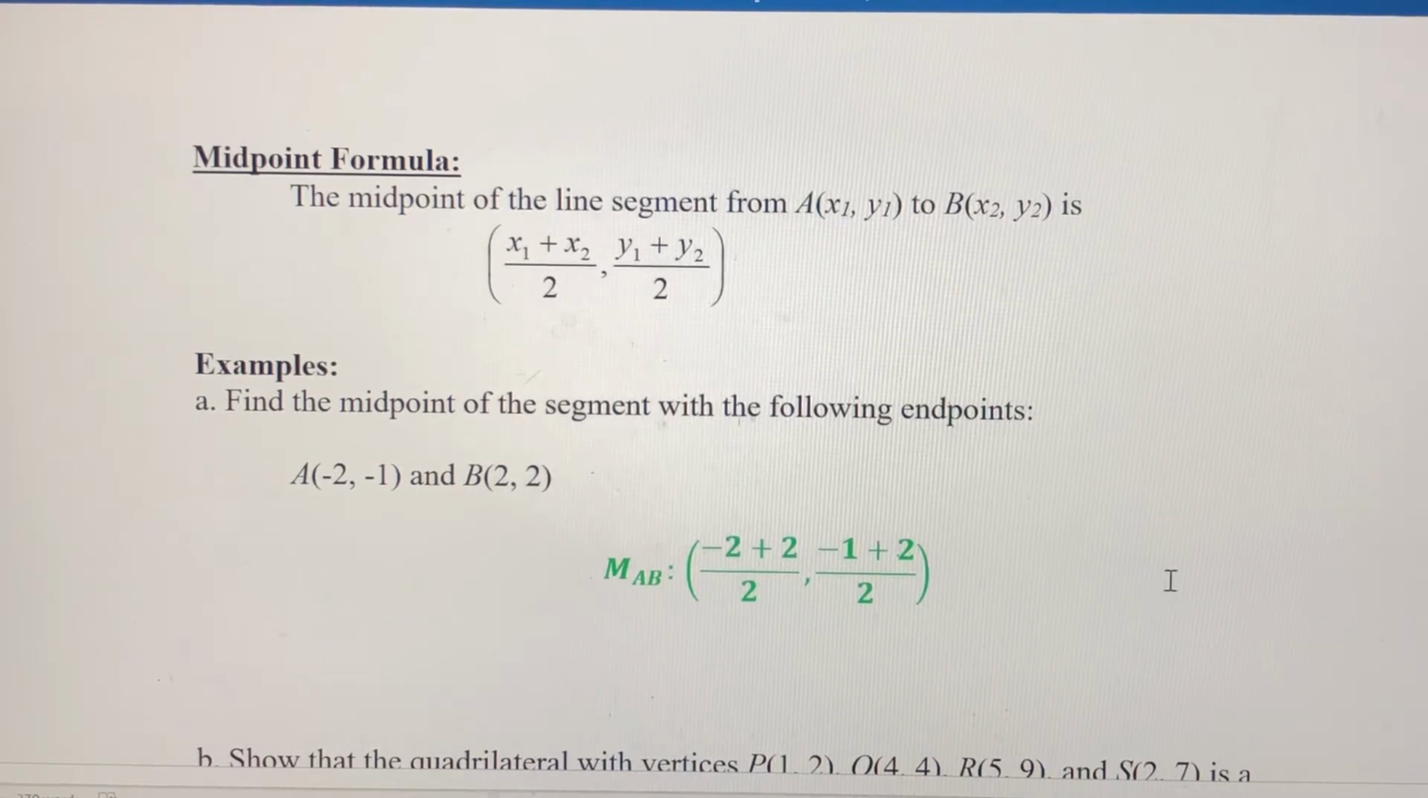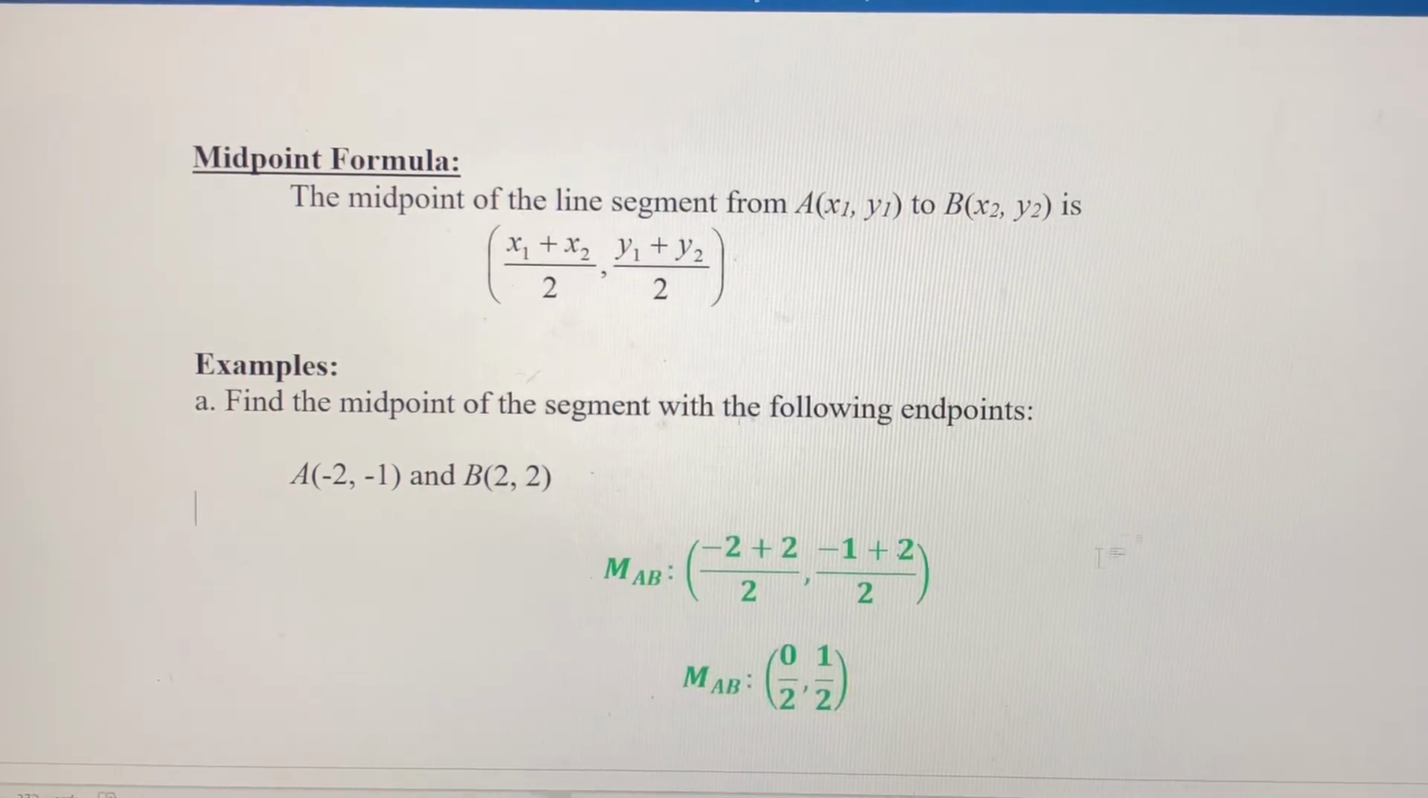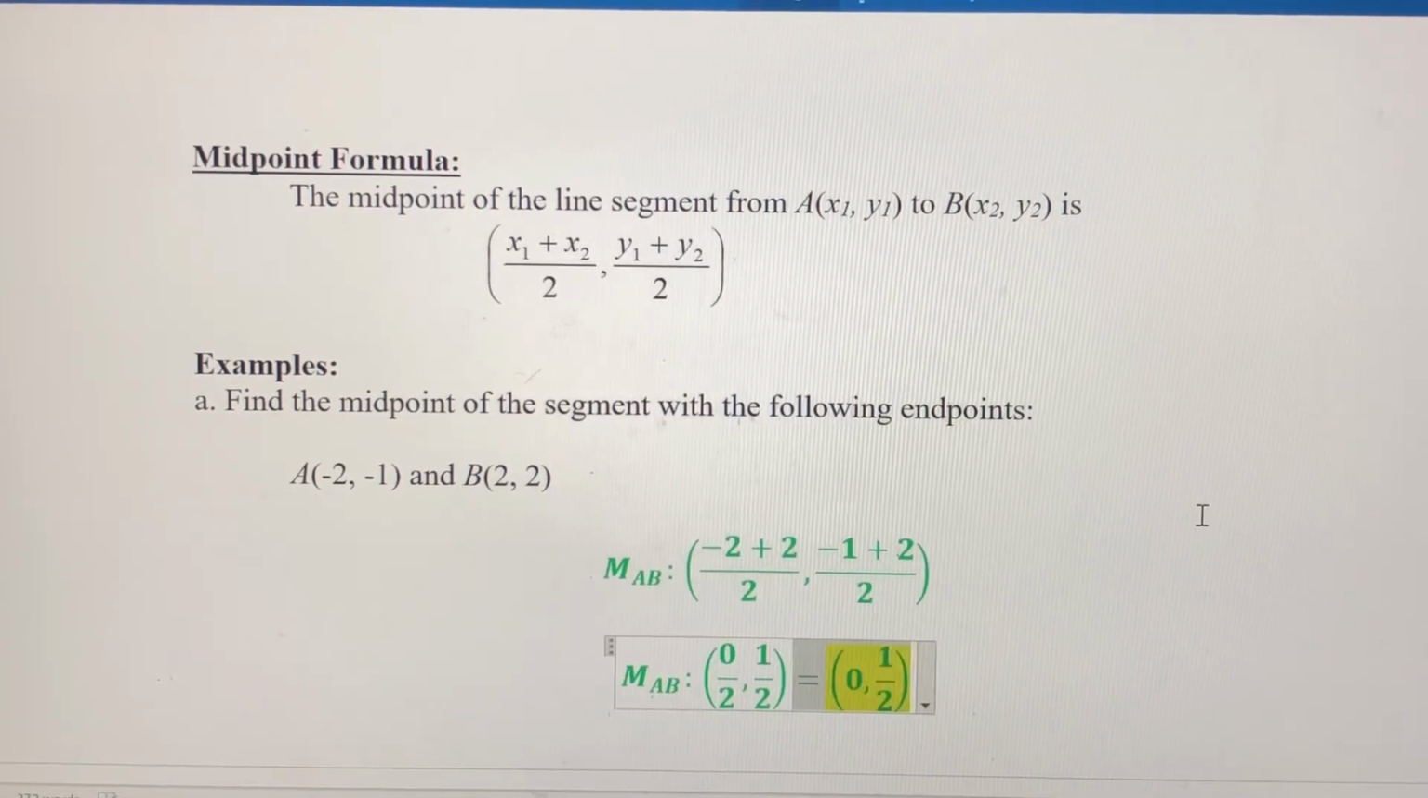Do some real quick, easy math. With the x-coordinates, we get 0 divided by 2. With the y-coordinates, we get 1 divided by 2. And when we simplify that, that gives us the midpoint of segment AB at the point (0, 1/2).